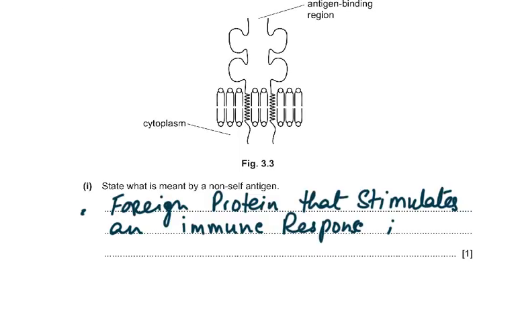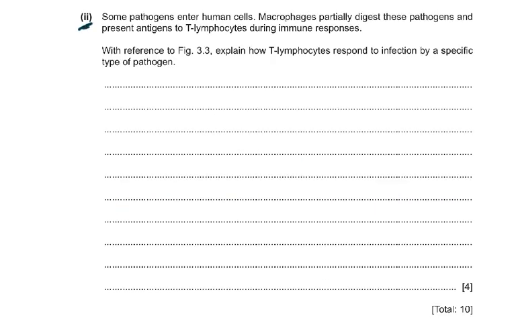What is meant by a non-self antigen? A foreign protein that stimulates an immune response, or results in the production of antibodies, or causes activation of lymphocytes. Part 2, the last part of this question. Some pathogens enter human cells. Macrophages partially digest these pathogens and present antigens to T lymphocytes during an immune response. With reference to figure 3.3, explain how T lymphocytes respond to infection by a specific type of pathogen.